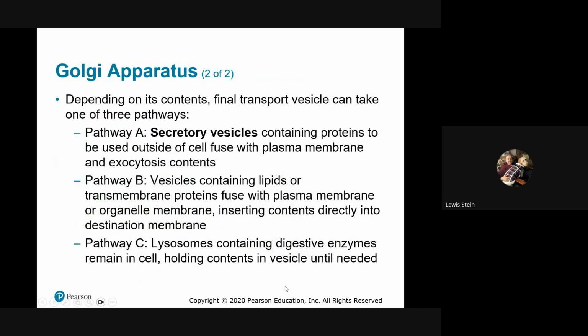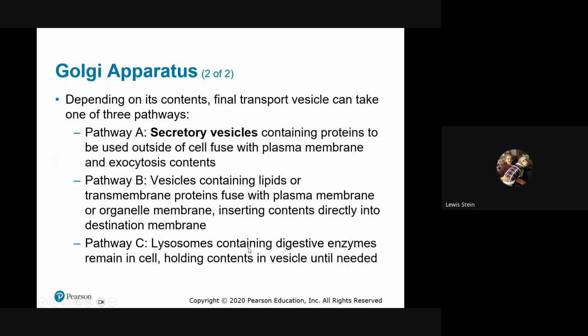And what it does, these vesicles, the ones that we call secretory vesicles that I talked about before, the ones with the V snares and the T snares, carry proteins to be used outside of the cell, and they fuse with the plasma membrane, and effectively it's excreted. The other vesicles containing a variety of stuff fuse with the plasma membrane or the organelle and go right into that membrane. They're part of the membrane-bound proteins.